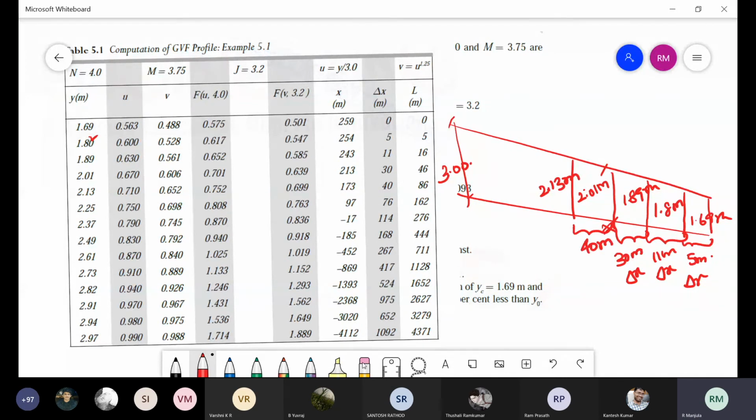Is it clear? So likewise, you are computing the profile from the downstream pool elevation up to the normal depth on the upstream side. With this way we can compute the profile. The profile can be easily drawn at various points. You can see the profile now. This is the diagram.